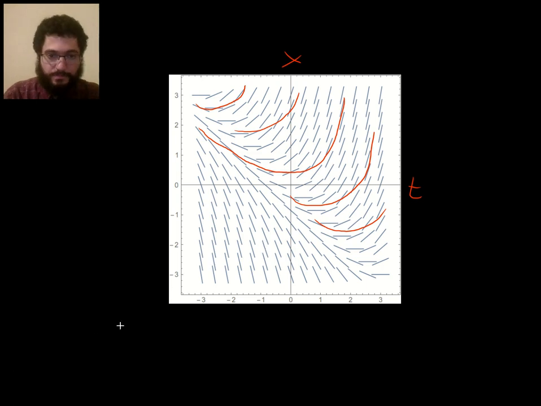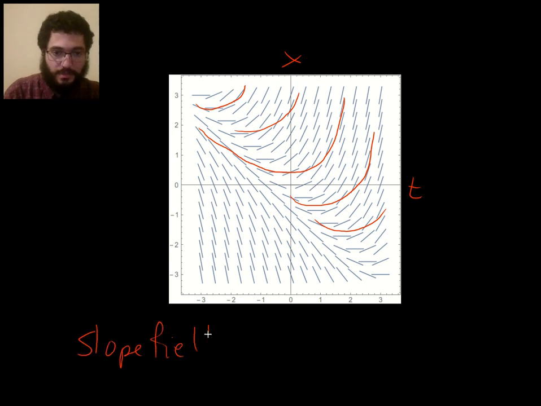And when you make one of these pictures, this is called a slope field. So a slope field is a way of visualizing the information contained in a differential equation, specifically in a first-order differential equation. That's where it helps you. If there were higher derivatives, then we wouldn't be able to make a picture like this.